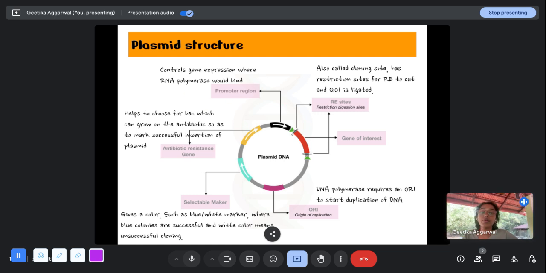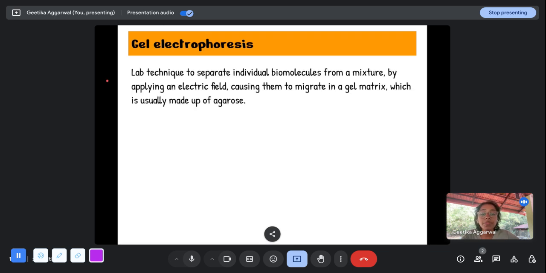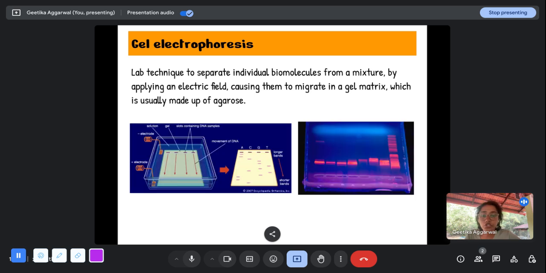Okay, so this is all about the structure of the plasmid. Moving forward to gel electrophoresis. Gel electrophoresis is a lab technique. If you have a mixture of biomolecules, it will separate individual biomolecules from this mixture. How you do it is you apply an electric field, and this electric field causes the biomolecules to migrate in a gel matrix, so you also have a gel matrix involved. This gel matrix is usually made up of agarose. So it's a technique to separate individual biomolecules from a mixture.